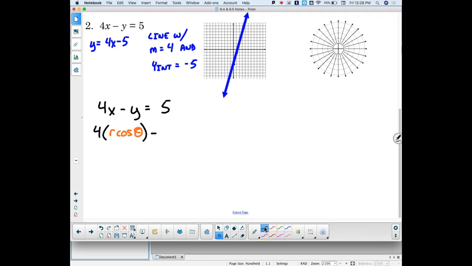What's y then? r sine of theta. Oops, tap the brakes. Come on, fix that. Better than that. It was the wrong color. It's not totally on you. Not on me.